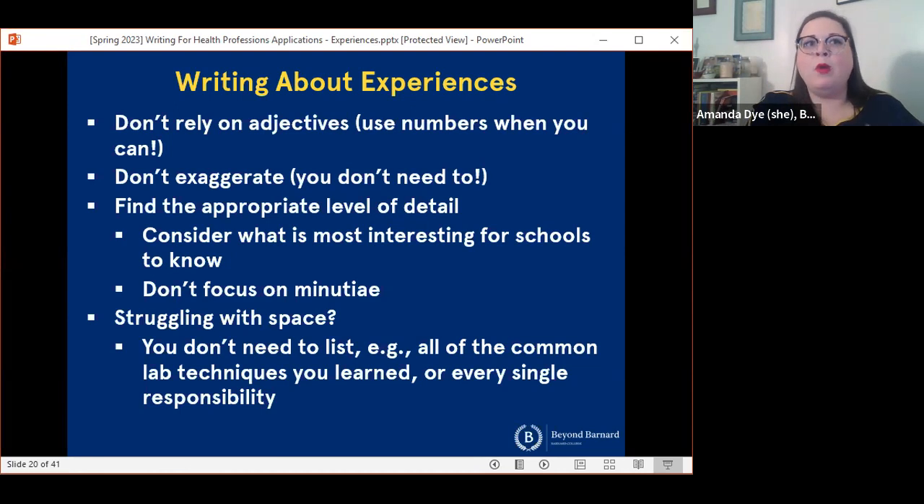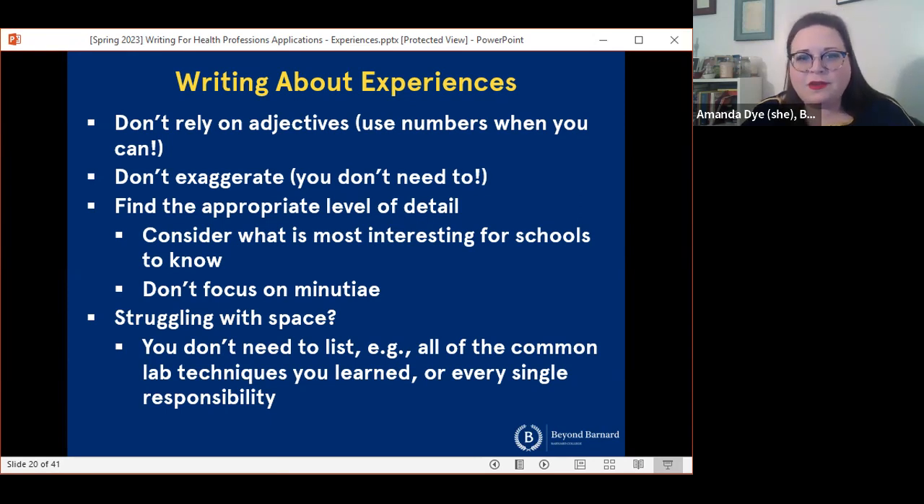One of the challenges of writing these experiences is that you're given limited space. Like I said, an AMCAS application, that's 700 characters. It's a short paragraph. And so you want to think about what is most important for schools to know. You don't have to communicate everything about a given experience. You should be planning to communicate about the most important things for a school to understand.